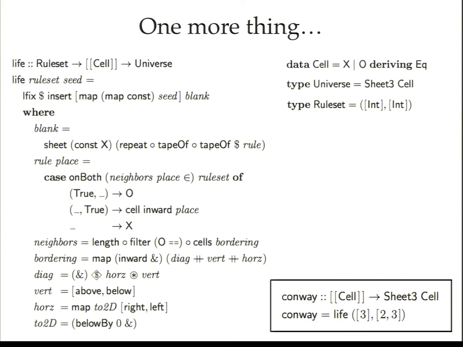But you can see that it's pretty intelligible. If you look at the neighbors, you just say the number of neighbors of a cell is the length of the cells which are alive, composed with the cells that border the cell that we're talking about. And so I think that this is a relatively intuitive way of talking about these kinds of recurrences.